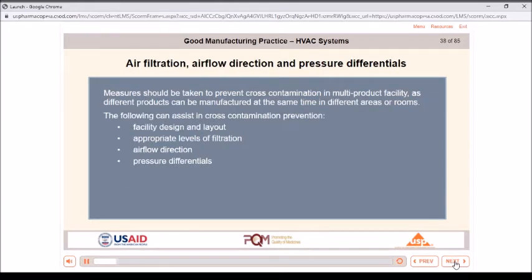Air filtration, airflow direction, and pressure differentials. Measures should be taken to prevent cross-contamination in multi-product facility, as different products can be manufactured at the same time in different areas or rooms. The following can assist in cross-contamination prevention: facility design and layout, appropriate levels of filtration, airflow direction, pressure differentials.